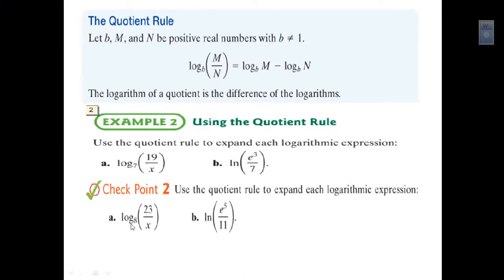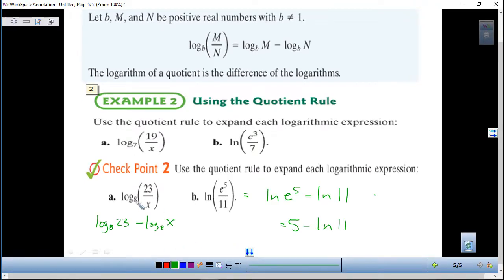Alright, I want you guys to try these two, pause the video, work them out, and then you can come back and check your answers, and I'll show you the answers in 3, 2, 1. Alright, so here's the answers. When we break this one down right here, log base 8 of 23 over x becomes log base 8 of 23. Top first always. Minus log base 8 of the bottom, x.